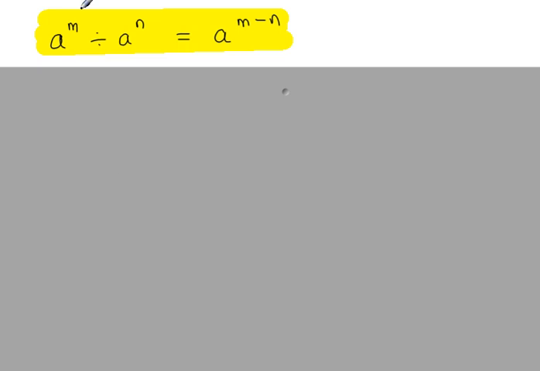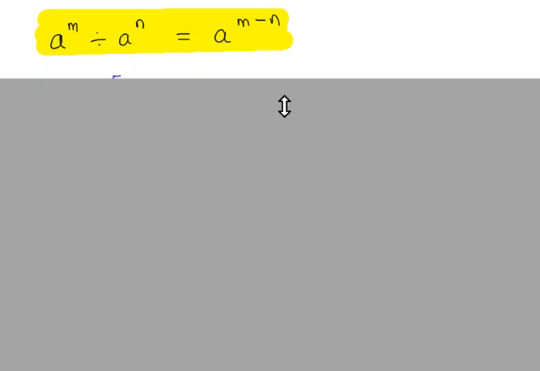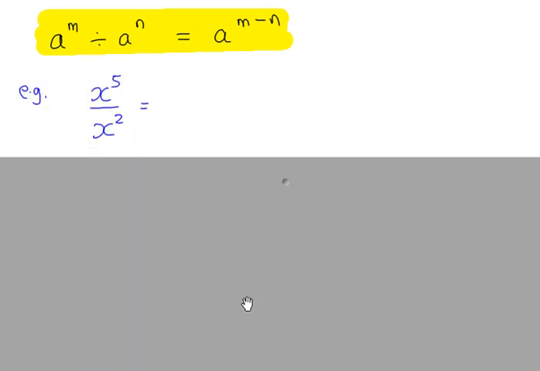When dividing terms, and the bases again are the same, we subtract the indices or the powers. So x to the power of 5 divided by x to the power of 2, the base is x in both of these, so we can subtract the powers, the top one minus the bottom one, which gives x cubed.